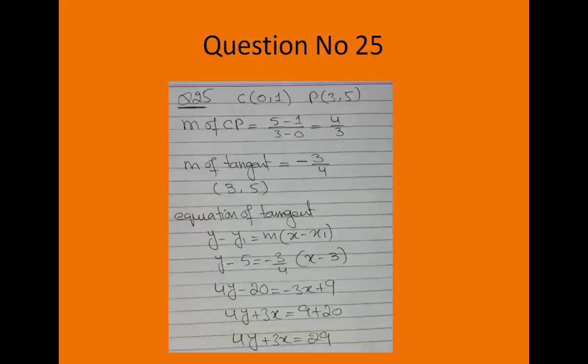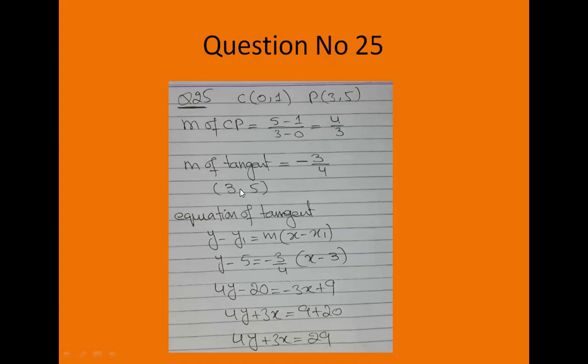So C is (0, 1). P is (3, 5). So CP is the radius. The formula for the gradient is y2 minus y1 divided by x2 minus x1. 5 minus 1 divided by 3 minus 0, and that will be 4/3. And because the tangent is perpendicular to this radius, the gradient of the tangent will be the negative reciprocal of the gradient of CP. So the gradient of the tangent will be minus 3/4.